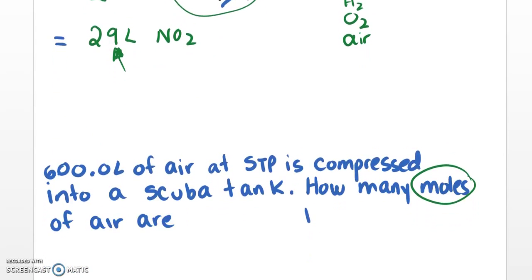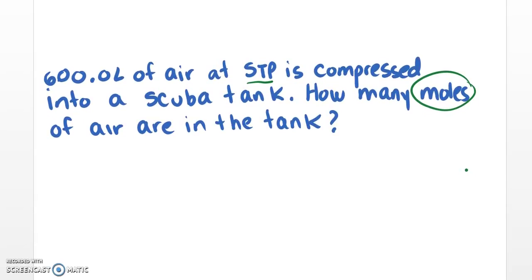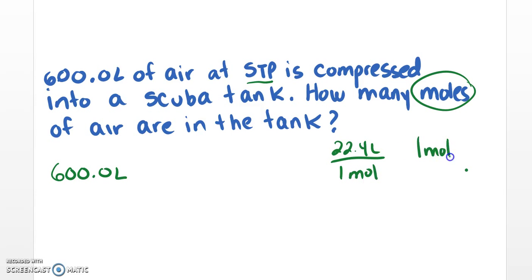So here's another question. 600.0 liters of air at STP is compressed into a scuba tank. How many moles of air are in the tank? So we start off with what we know. We have 600.0 liters of air. My conversion factor is 22.4 liters in a mole, or 1 mole is equivalent to 22.4 liters.